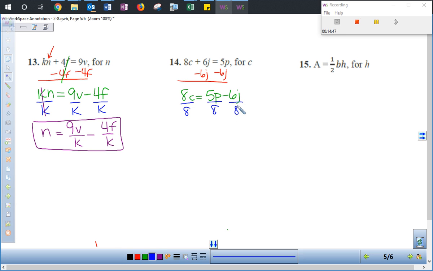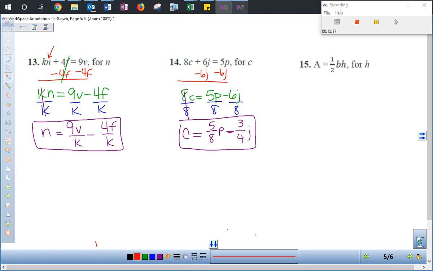Now notice here we're dividing by a number, so there's going to be some simplifying going on. So these cancel out and leave me with a c equals 5 over 8 cannot be simplified, so we're going to write that as 5 over 8 times p minus 6 over 8 can be simplified. 2 can go both into 6 and 8, so that's going to be a 3/4 j. And then we have our variable all by itself, so we box our answer.